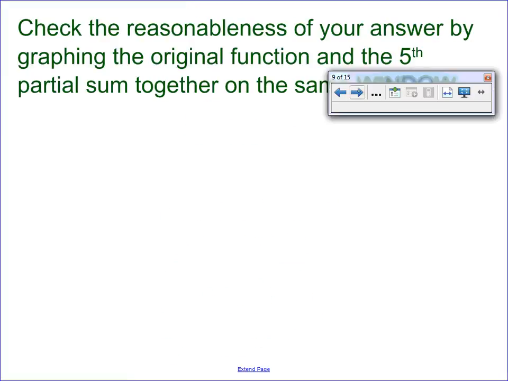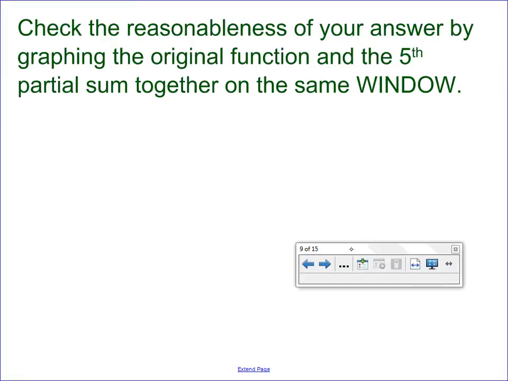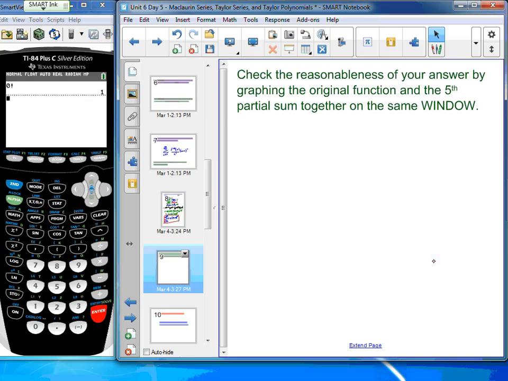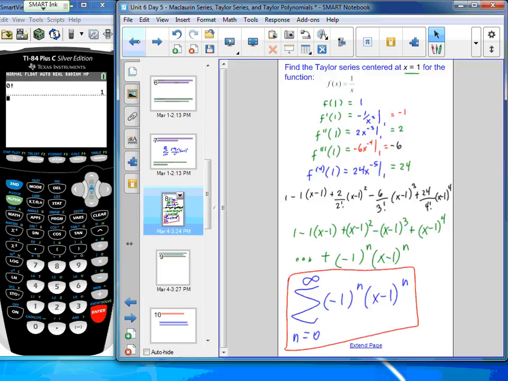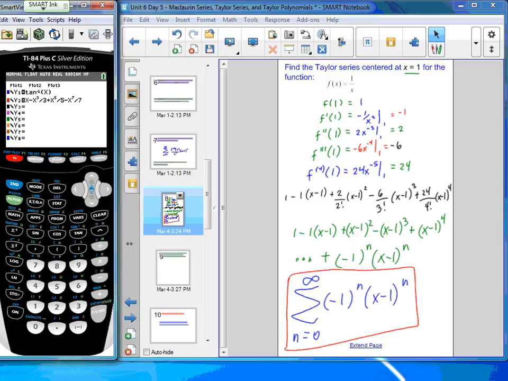Cool. Let's go ahead and check the reasonableness of my answer by graphing the original function and the fifth partial sum together in the same window, and we have a good pattern here. So I don't think this will take long. Let's go to our y equals menu, and we'll clear that out. In our original function, I'll put in y1. Let's do 1 over x. And our second function, let's put the fifth partial sum from our Taylor series expansion.